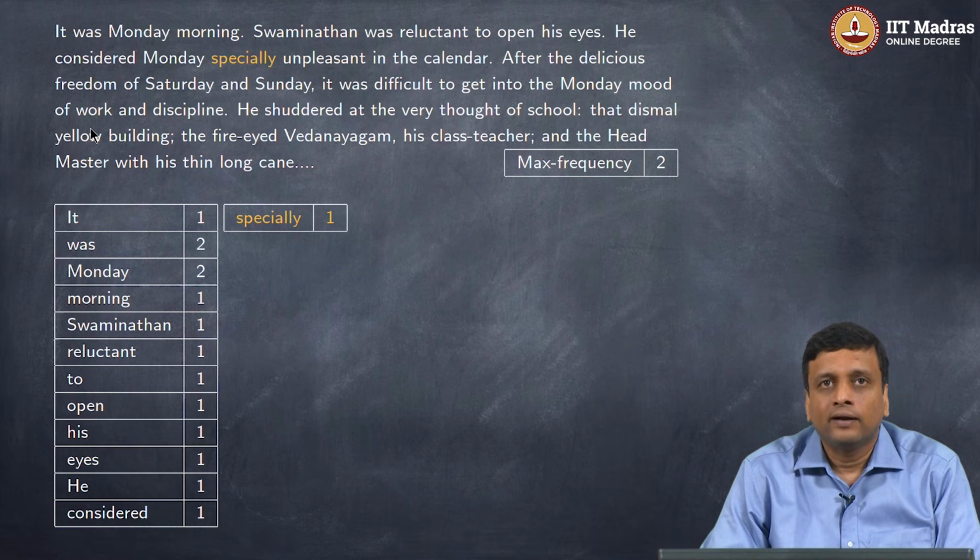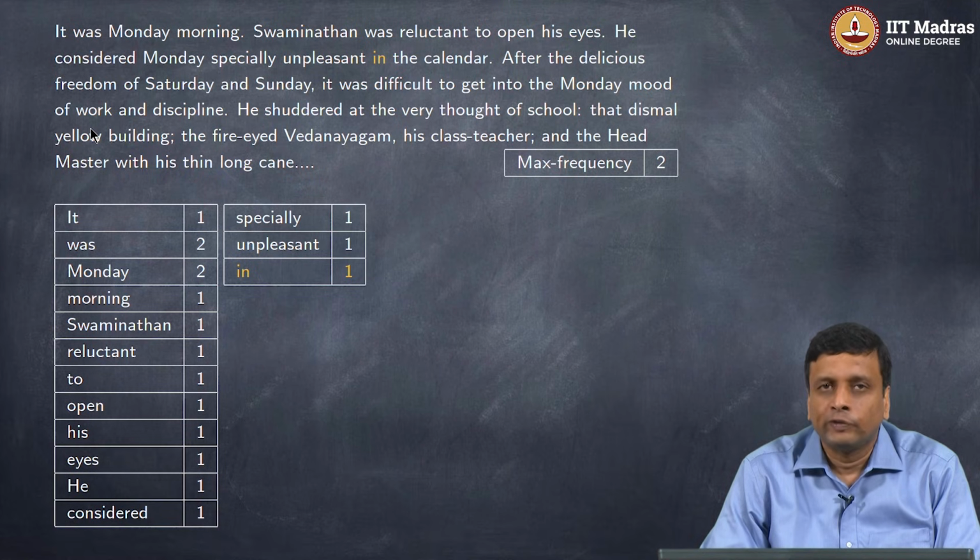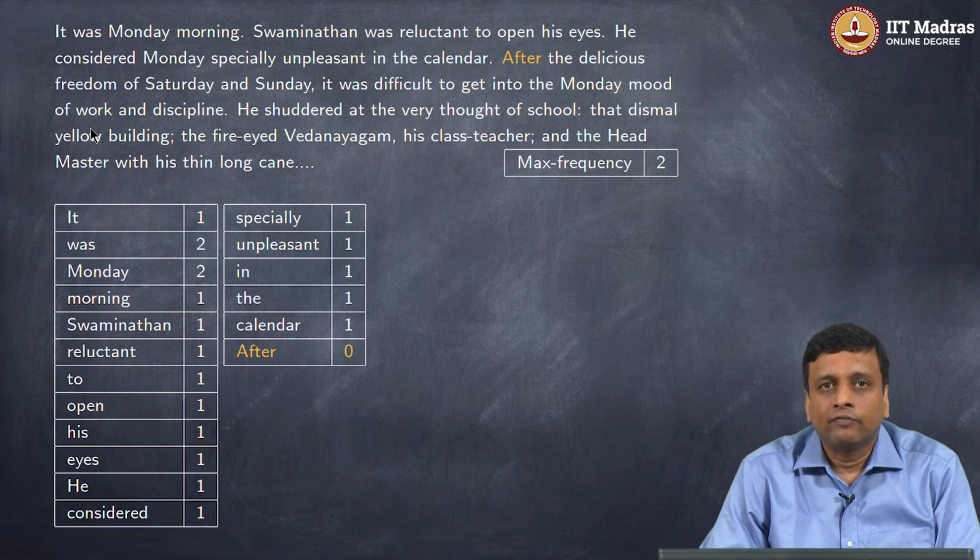Specially is 1, unpleasant is 1, in is 1. So, for all of these the count is well below the maximum frequency. So, we do not make any update. The is 1, calendar is 1, after is 1, the becomes 2, but again 2 is the same as the maximum frequency currently. So, no update.